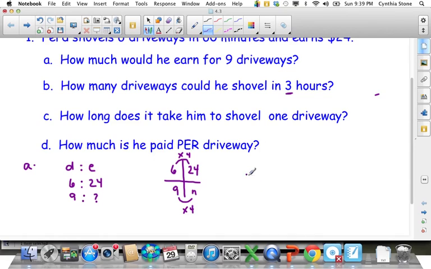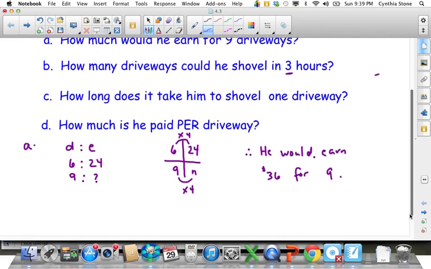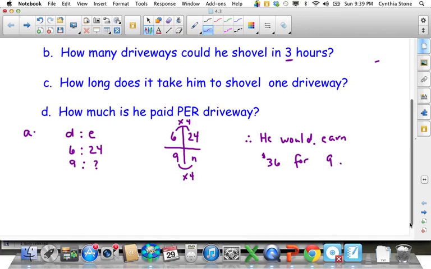So therefore, Ferd would earn $9 times 4, which is $36, for 9 driveways. Okay. Part B. How many could he do in 3 hours?